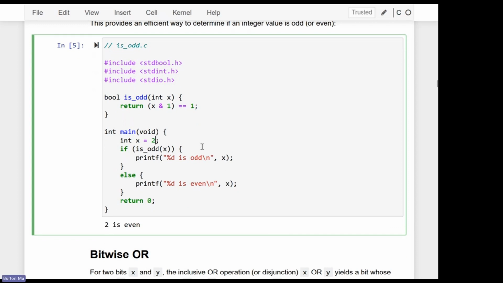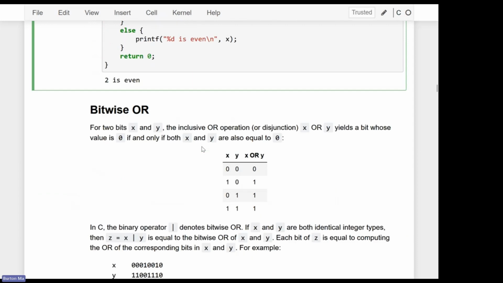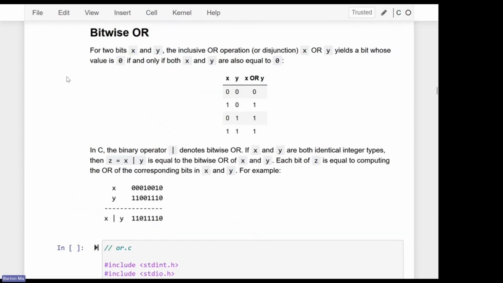So that's a little example of determining whether or not a number is even or odd. And you can easily come up with lots and lots of other little examples where it's useful to be able to pick out specific bits of a number. But let's continue for now. So what about the bitwise OR?